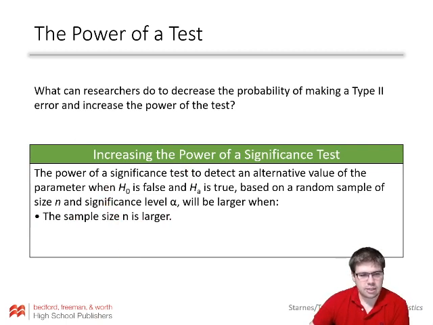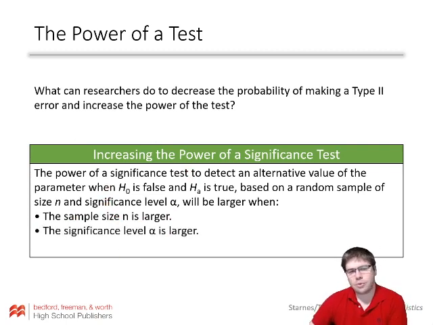And then the other thing we can do is increase the significance level, which is, we're going to make it go from 5% to 10%, for instance. We're going to make ourselves more likely to reject.